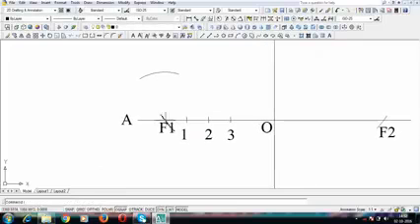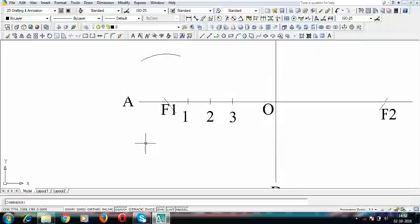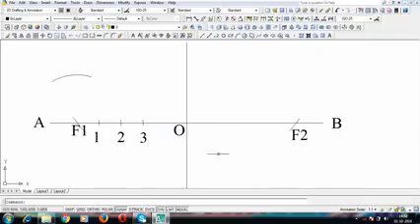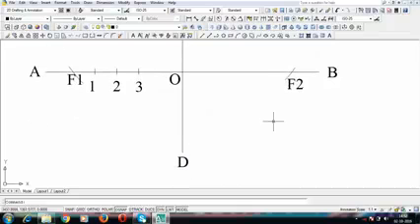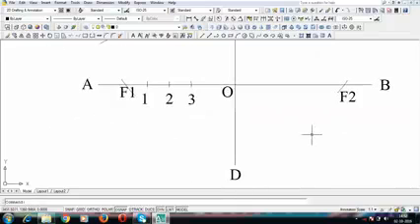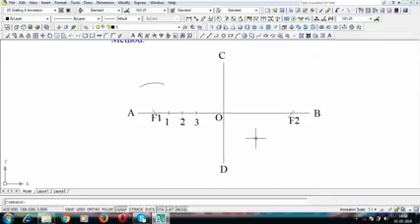Again, taking F1 as center, I'll put an arc below, then taking F2 as center, I'll put an arc above, then again F2 as center, I'll put an arc below. So I need to put up 4 arcs, and finally it should look something like this.